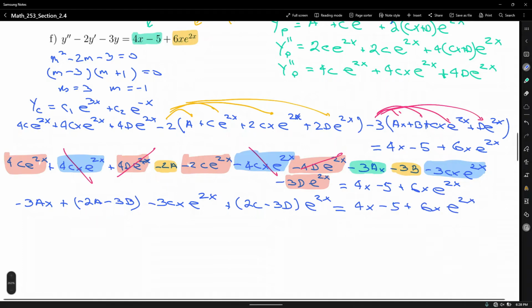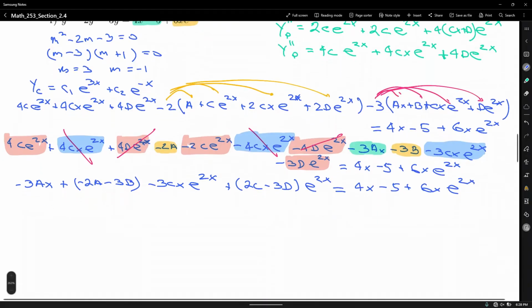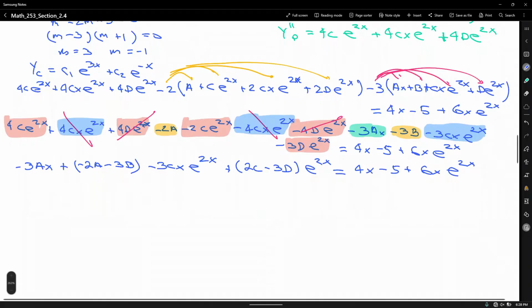All right? So, this is how we're going to set our equations together. I'm going to set negative 3a equals to 4. Okay, so negative 3a equals to 4. That's a equals to negative 4/3. So there goes the first one.